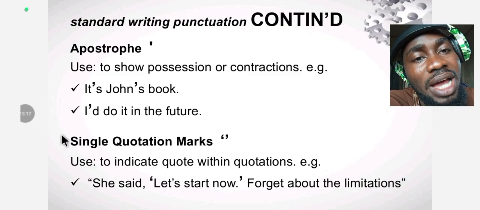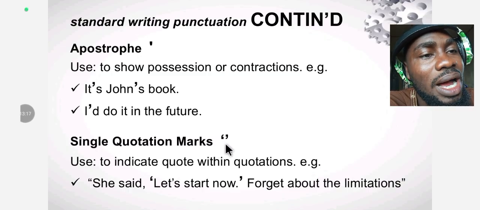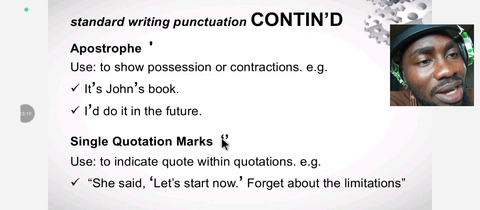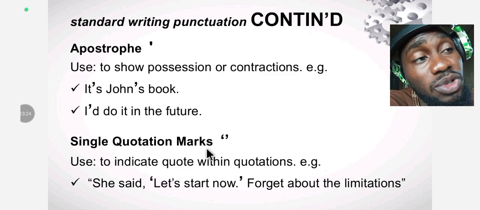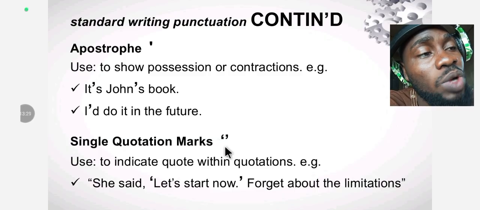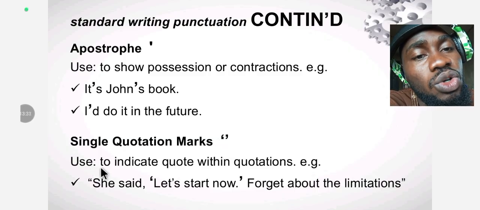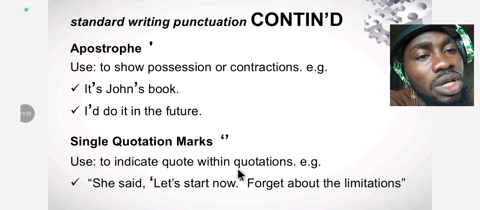The next we have here is the single quotation mark. Look at it here. One left, one right. We have two types of quotation mark: the single and the double. This is the single, one left, one right. The double is usually two left, two right. The use of the single quotation mark is to indicate quotes within quotations.